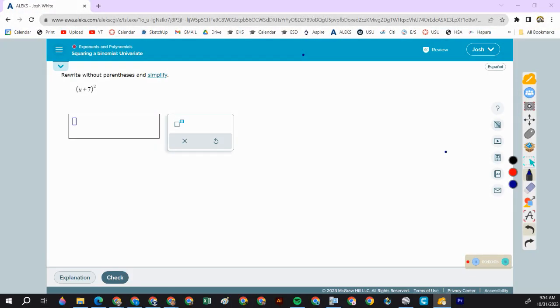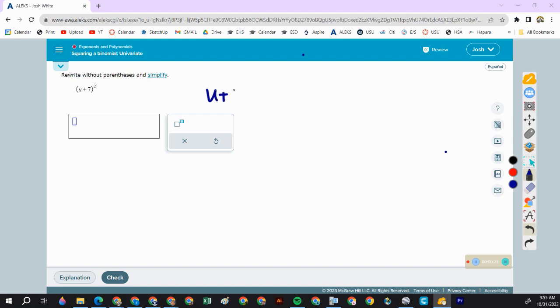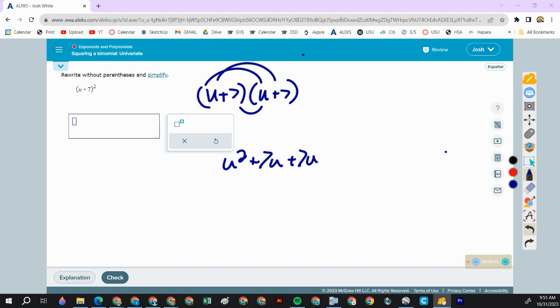All right, squaring a binomial. I would not have put this in this section, but sometimes Alex does some weird things, and after you build a section, then it throws stuff in. So this is u plus 7 times u plus 7, which gives me u squared plus 7u plus 7u plus 49. Excuse me, u squared plus 14u plus 49.